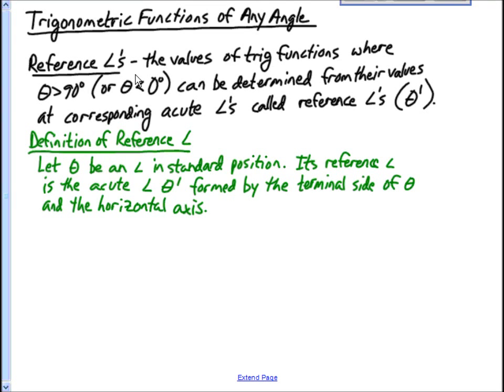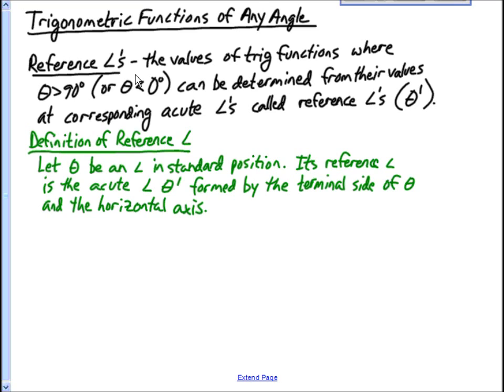Today we're going to talk about trigonometric functions of any angle. Your objectives: we're going to look at evaluating trig functions of any angle, using reference angles to evaluate those, and then evaluating trig functions of any real number.